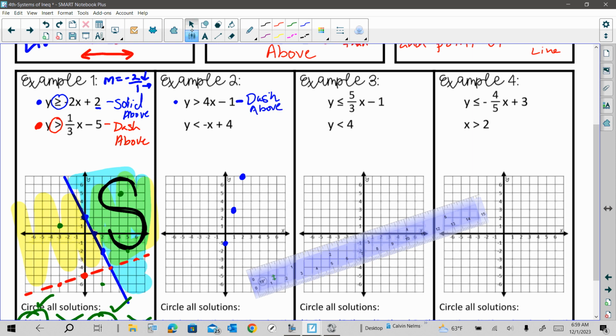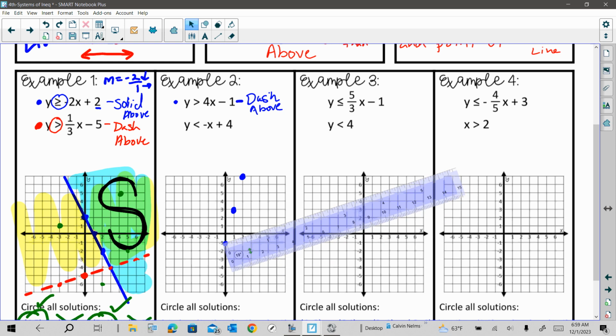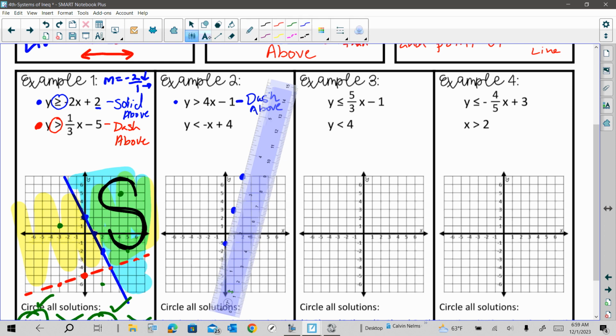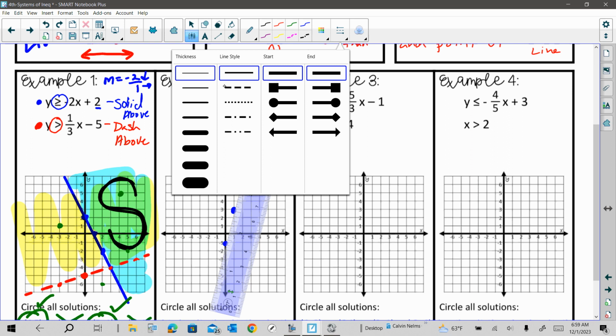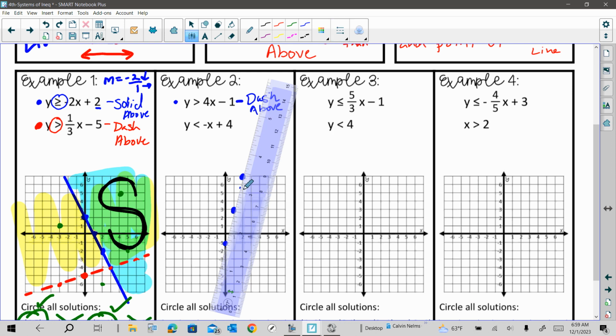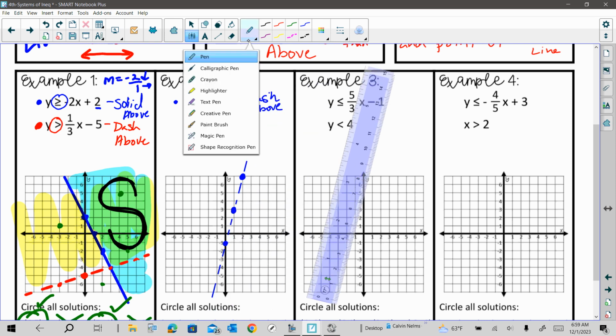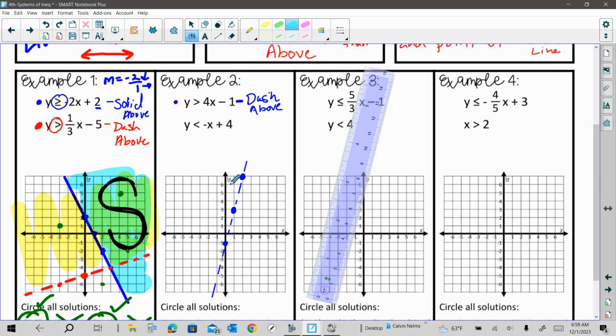So we need to line up our ruler. I need to line up my ruler through the edge of the points here. Slide it down. We're going to make a dash line. So I'm just going to make my little hyphens in between our points here. And we're shading above the line. So that means we're going to shade actually to the left to be above.